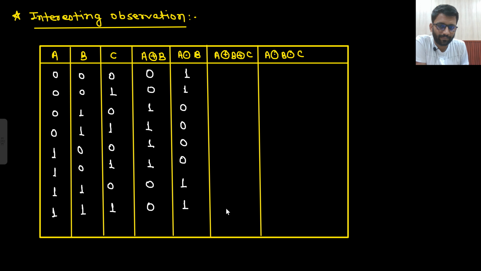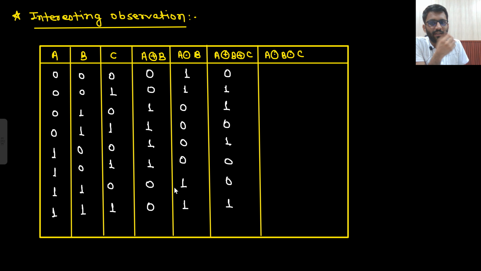Let's do A XOR B XOR C. XOR of both of them. So 0 XOR 0, 0. Right? 0 XOR 0, 0. 1 XOR 1, 0, 1. 1 XOR 0, 1. 1 XOR 1, 0. 0 XOR 1, 1. 1 XOR 1, 0. 0 XOR 0, 0. 1 XOR 0, 1. Let me check if I am doing it correct. 0, 1, 1, 0, 1, 0, 0, 1. Yeah, it is correct. Now what do I need to do?